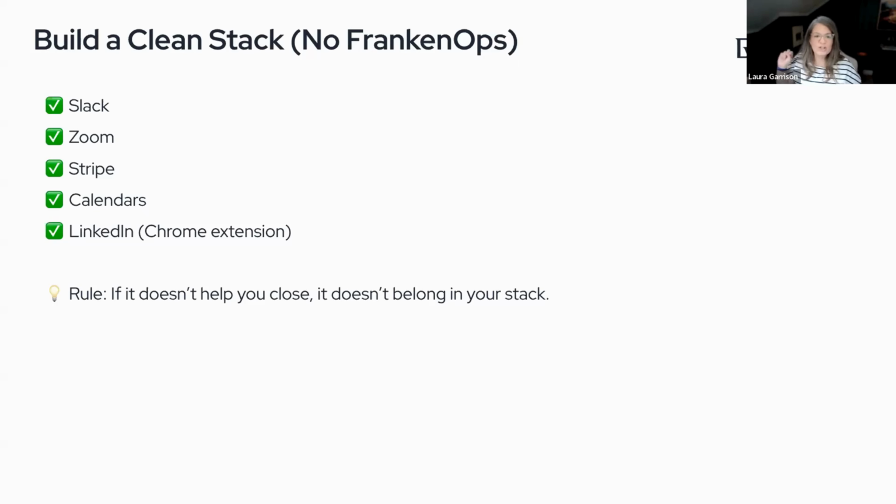Zapier, Gong, fancy enrichment tools. There's nothing wrong with these things, but you don't need them right now. If you were to do something, I would say Otter is the thing, right? Way cheaper than Gong, and it'll give you that note-taking capability, and it's relatively inexpensive.